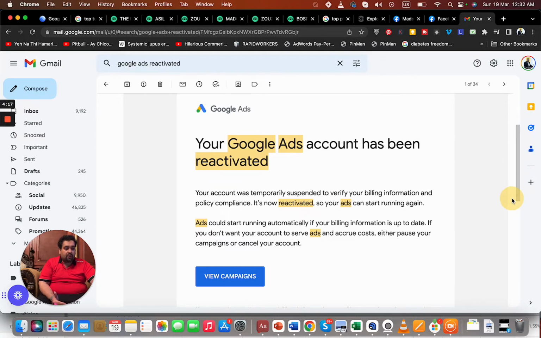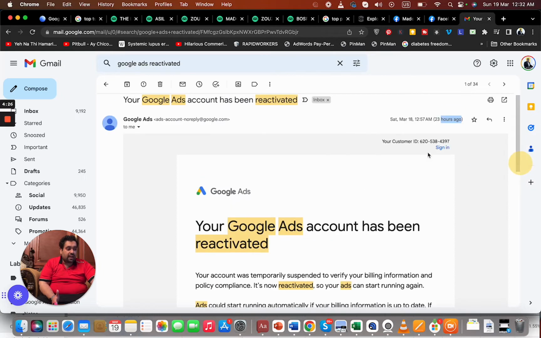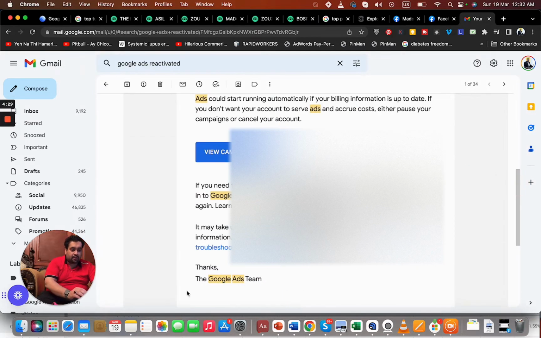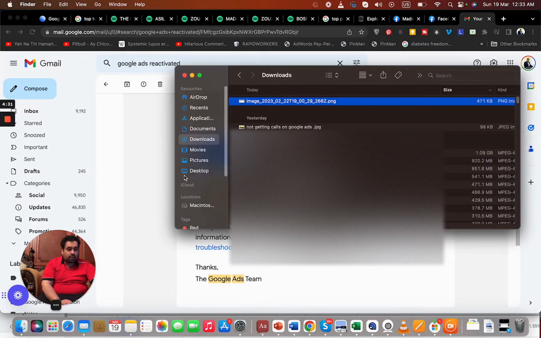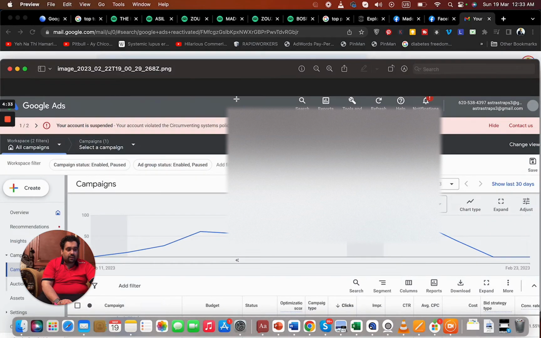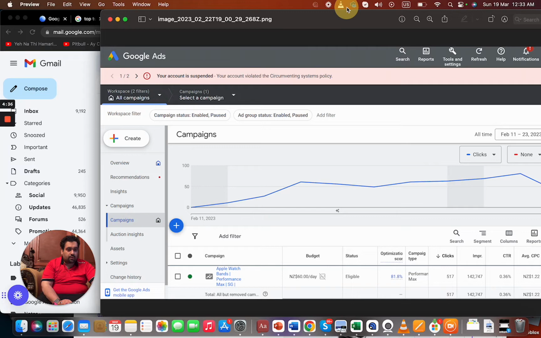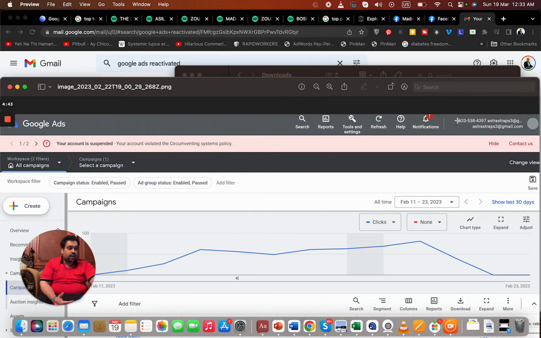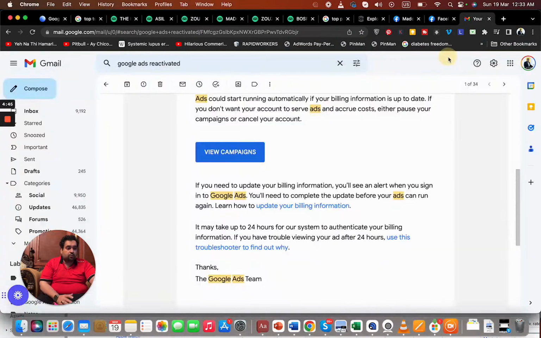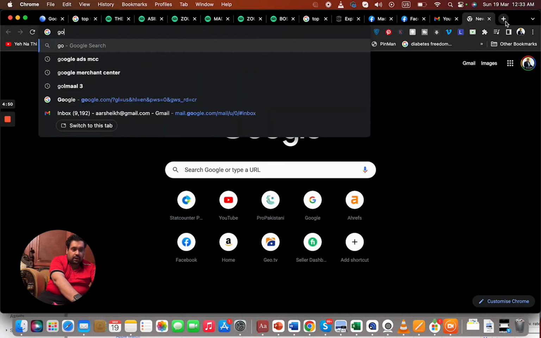Ads could start running automatically if your billing information is up to date. If you don't want your account to serve ads and incur cost, either pause your campaign or cancel your account. So you can see the account customer ID, and here you can also match it with this one as well, and you can see over here that it's the same account. So yeah, you can see that it's the same account. I'm even going to show you our login ID as well.